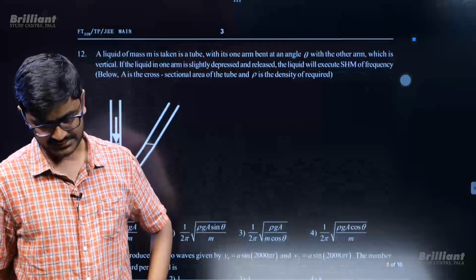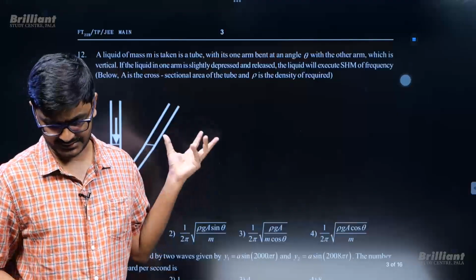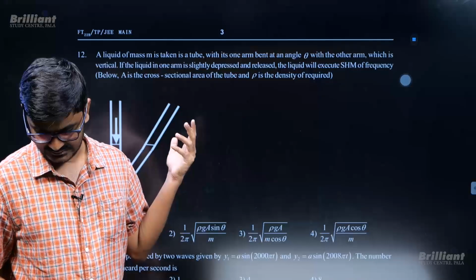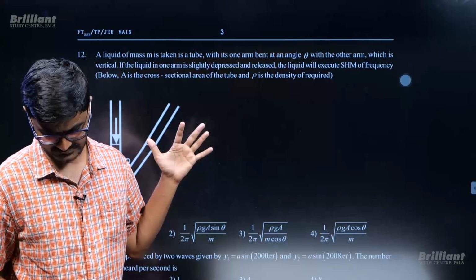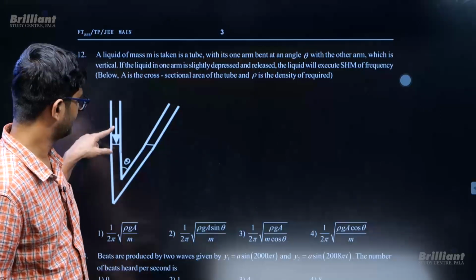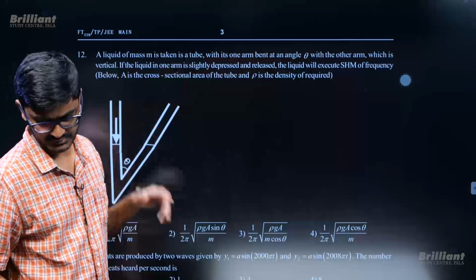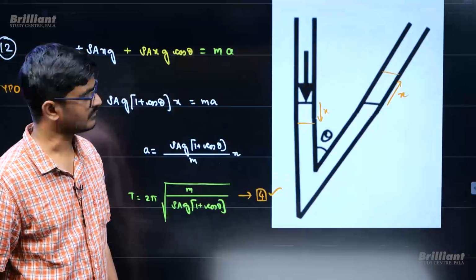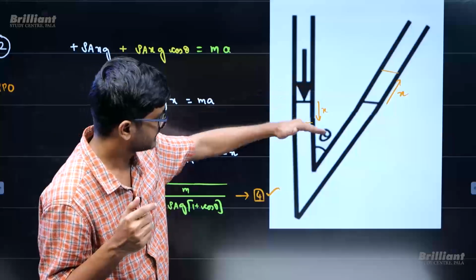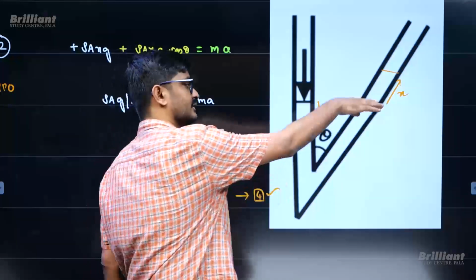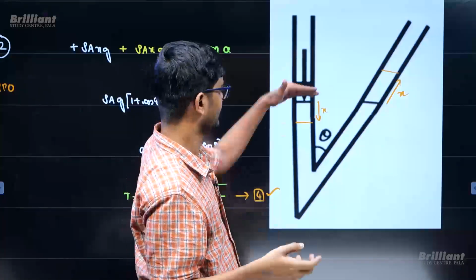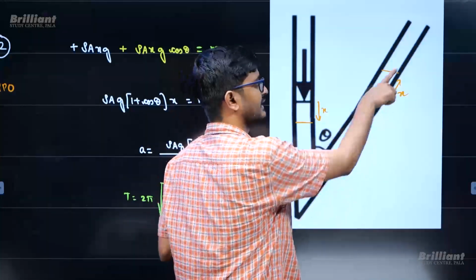A liquid of mass m is taken in a tube with one arm bent at an angle theta with the other arm, which is vertical. If the liquid in one arm is slightly depressed and released, the liquid executes SHM of frequency. So now what you are doing, you are pressing this liquid. Before pressing that liquid, both liquids will be at the same level. When you press it by distance x, this will go up by distance x.